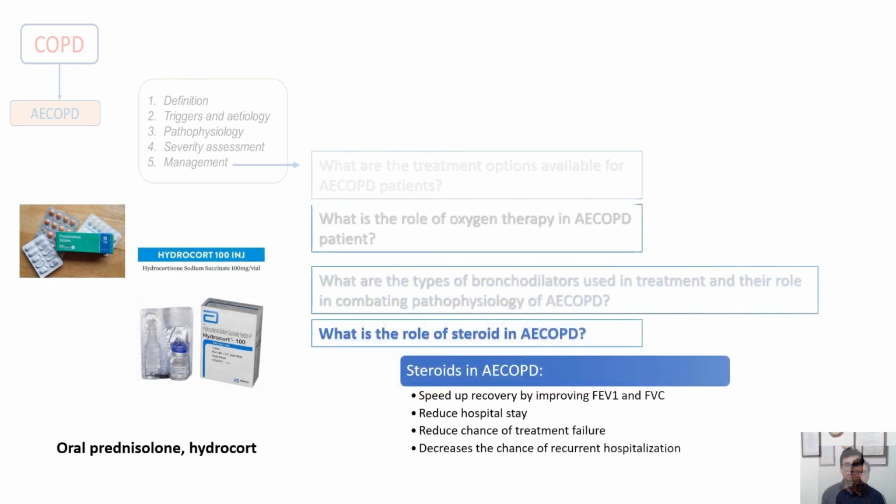Now let's discuss the steroid. What is the role of steroid? Steroids can speed up the recovery by improving the FEV1 and FVC. They can reduce the hospital stay, the ICU stay, and the mechanical ventilation, and they can decrease the chance of recurrent hospitalization. These are the long-term effects of steroid, but acutely they can help with reducing the inflammatory edema and improving the expiratory airflow.